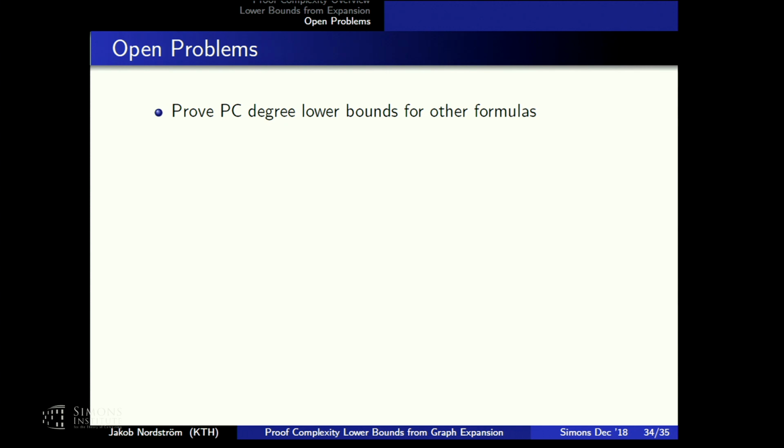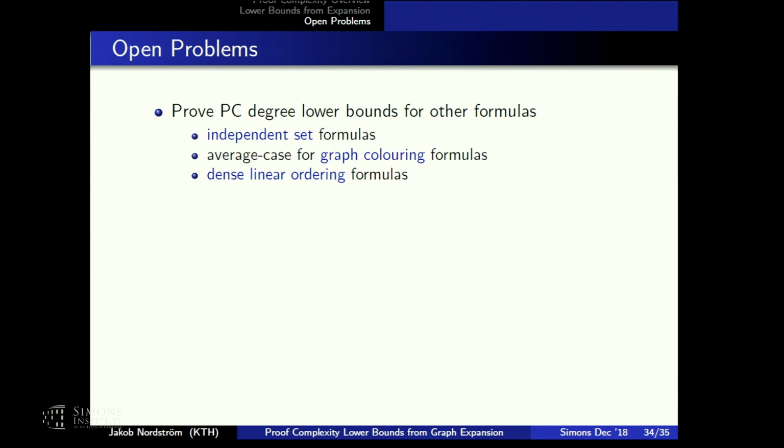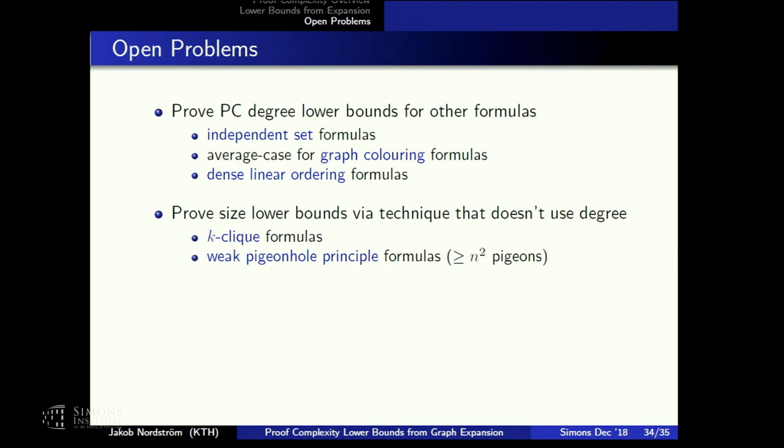Some open problems. Prove lower bounds for, for instance, independent set or graph coloring in the average case. There's what seems to be a slightly easier problem, so-called dense linear ordering formulas, that we don't know how to prove degree lower bounds for. I'd be very happy to talk to you about it. For resolution, we have many other tools. For polynomial calculus, this is not the case. So for instance, it's still consistent with the state of the art that maybe Gröbner basis actually solves the k-clique problem efficiently.